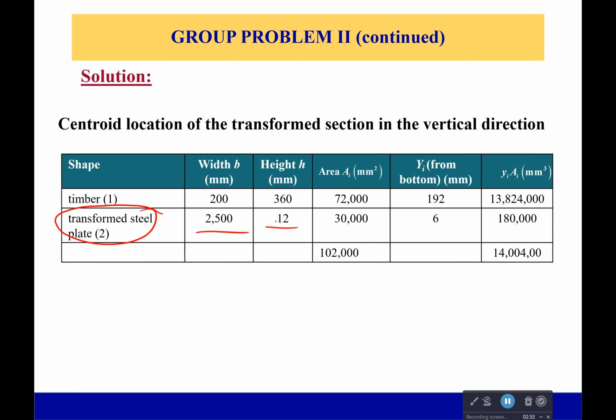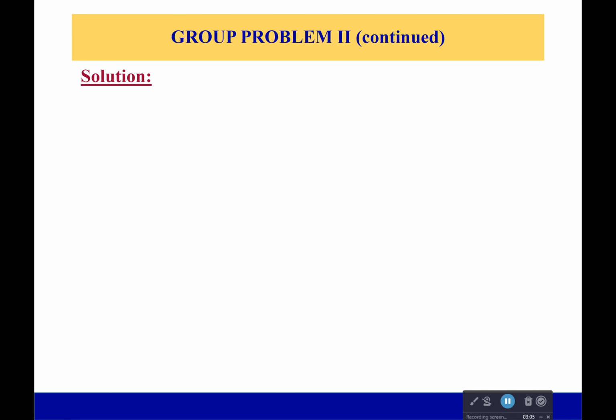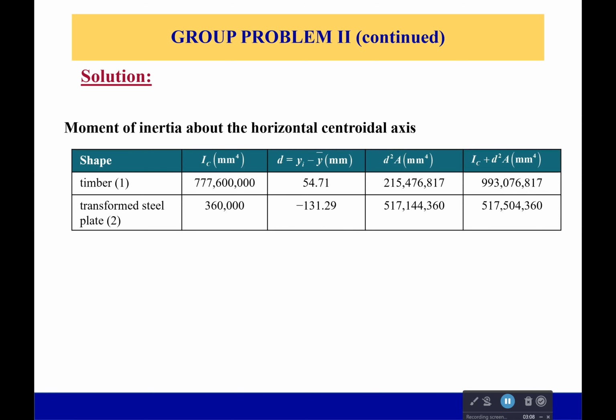We know what its width is, we know what its height is, and so we can calculate the areas. We also know the distance from the bottom to their centroid. So it would be 6 millimeters for the transformed steel plate and 192 millimeters for the wood timber. We multiply everything out, and then we use our nice little equation to say that the centroid will be 137.294 millimeters from the bottom edge of the section. Now, knowing that, we can then calculate our moment of inertia.